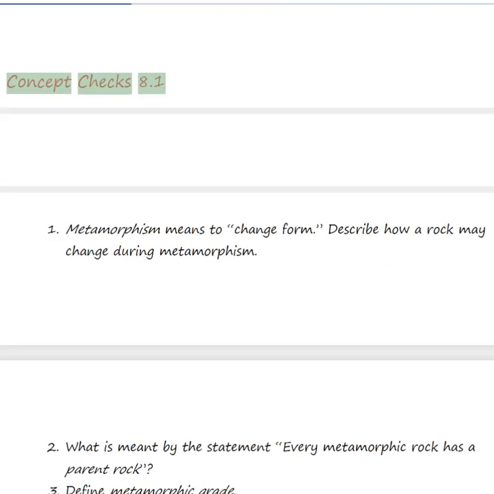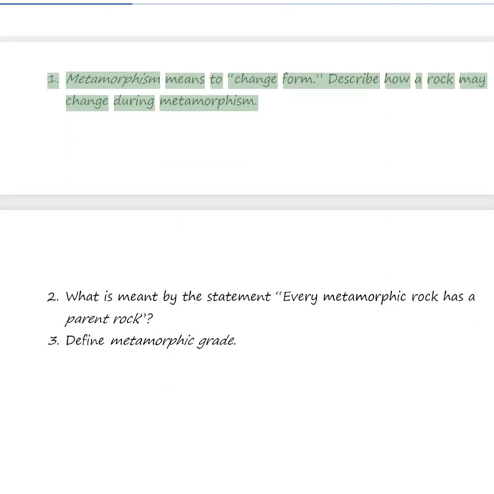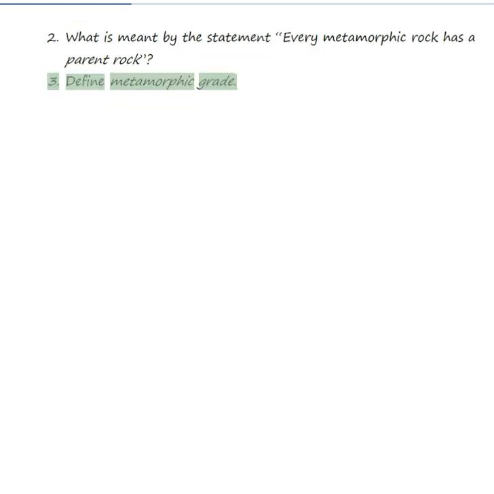Concept checks 8.1. 1. Metamorphism means to change form. Describe how a rock may change during metamorphism. 2. What is meant by the statement every metamorphic rock has a parent rock? 3. Define metamorphic grade.